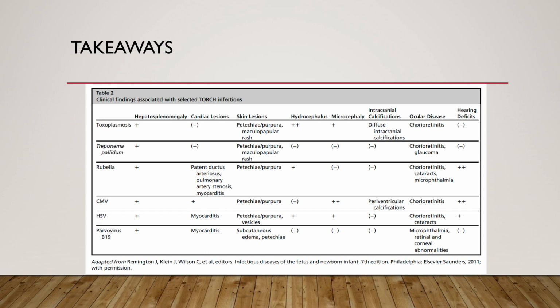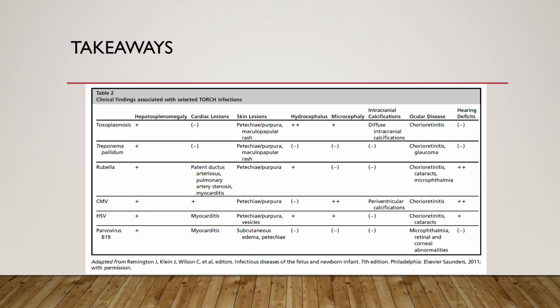Treponema pallidum can present with a rash. It can also have chorioretinitis and glaucoma, which is different. You will also see the infant with snuffles or Hutchinson teeth can be mentioned in a question stem. Rubella, the most common sequelae that you will see on tests is a patent ductus arteriosus, as well as pulmonary artery stenosis and myocarditis. You'll also see cataracts and microphthalmia as indicative of rubella infection. The blueberry muffin rash is not specific to rubella, so you should not rely on that for the diagnosis.